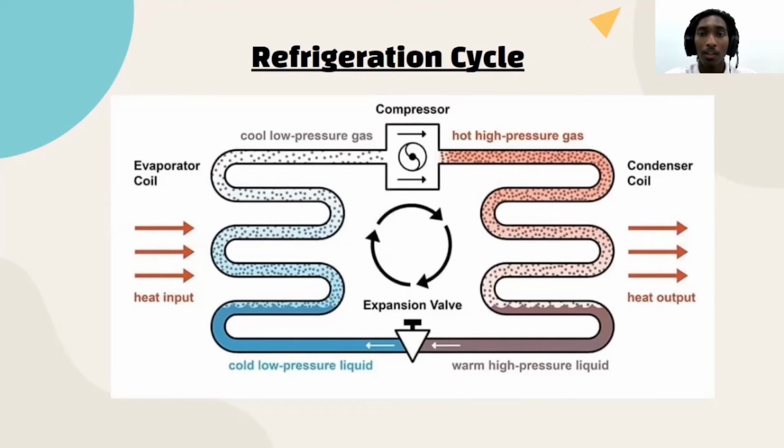And for additional information, the condenser coil will be placed at the back part of the refrigerator. So then the refrigerant will become a warm, high pressure liquid. So this refrigerant will flow to the expansion valve again, and these cycles repeat again and again.